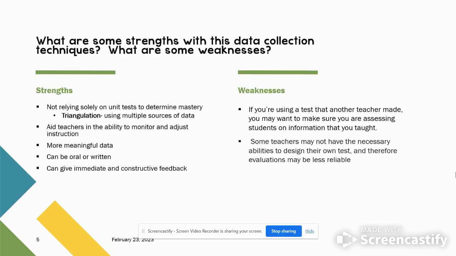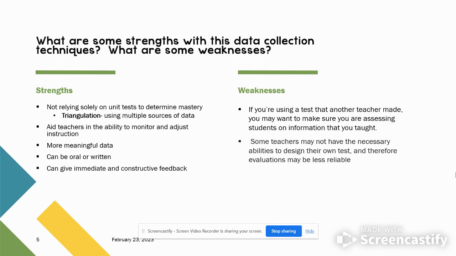What are some strengths and weaknesses of teacher-made tests? I had a lot more strengths than weaknesses when I was coming across my information on this topic. Not relying solely on unit tests to determine mastery was a big one for me. It came along with that vocabulary word, triangulation, using multiple sources of data. We don't want just one piece of the puzzle to see how our students are doing. We need multiple outlets where we're collecting from. Aiding teachers in the ability to monitor and adjust instruction is something else that is really important. We need to always be adjusting our instruction based on our students' needs.